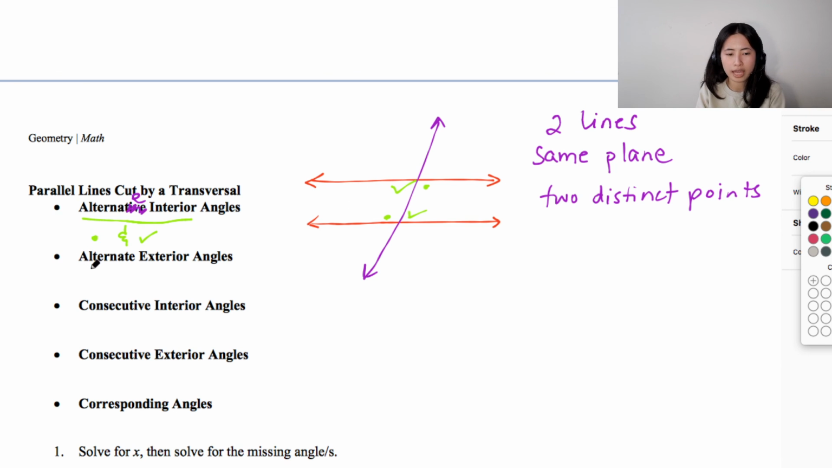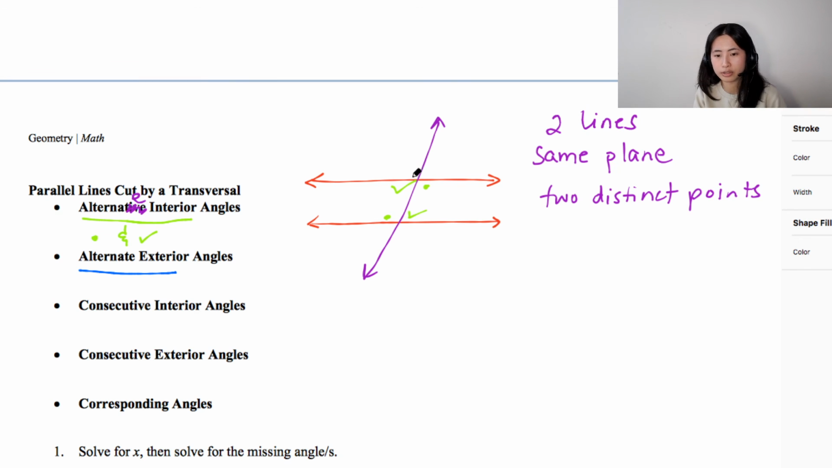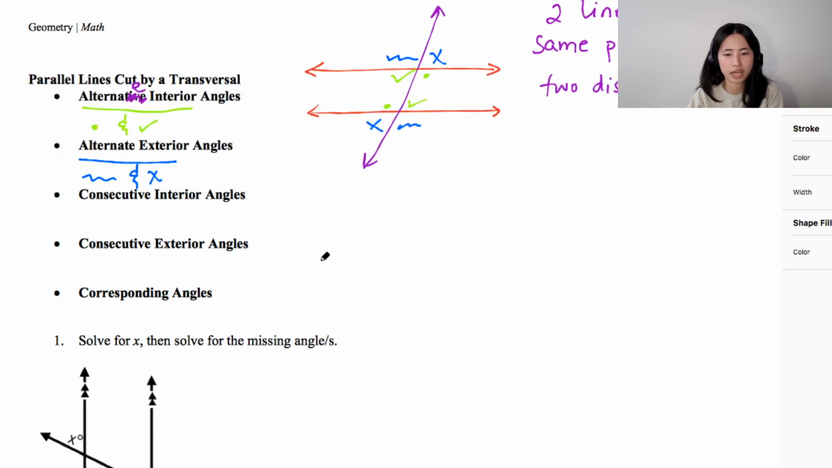So if you're looking at alternate exterior angles, again, remember it has to be exterior, therefore it needs to be outside your parallel lines. Therefore, because it's alternate, that means this and this, they're alternate exterior angles. This over here and this over here, they're actually alternate exterior angles. So we can say it's the squiggly line and X. So those are your alternate exterior angles.